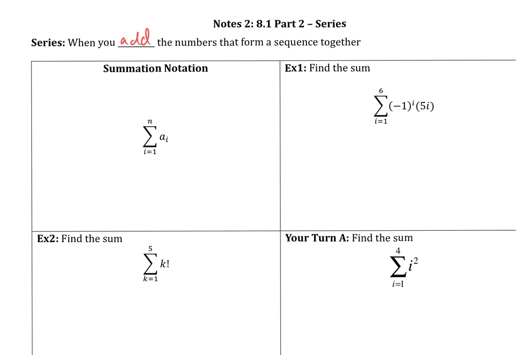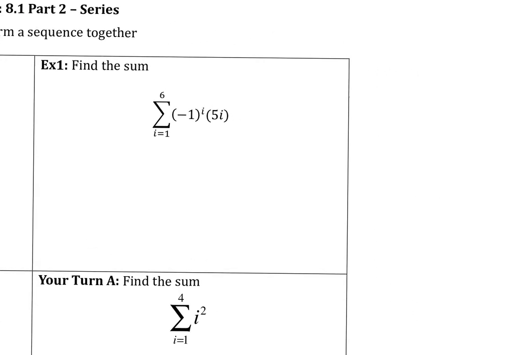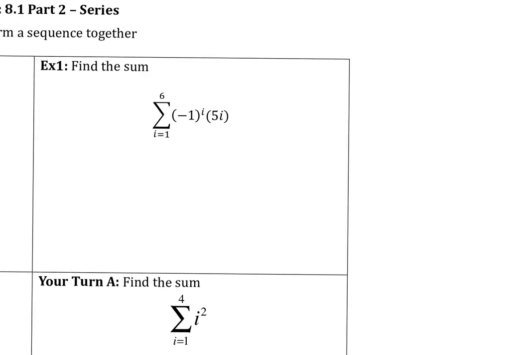For our first example, look here at example number 1, we have the sum from i equaling 1 to 6 for the equation (-1)^i times 5i. So the first part, very similar to what we did yesterday, we're going to find numbers, and we're going to start by plugging in a 1, and we're going to keep going until we plug in a 6. So we're finding 6 different terms, and then the sigma, or the series aspect of it, is going to tell us to add them all together. So let's go ahead and find our numbers.